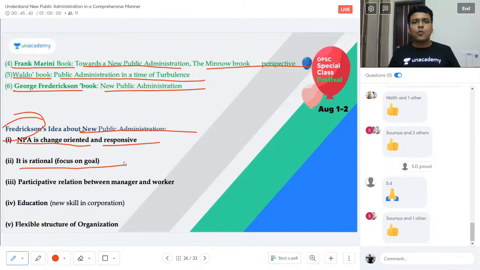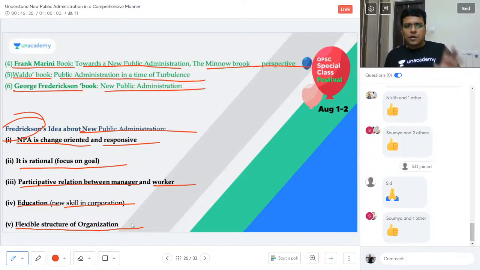It is rational, that means focus on goal. What is your goal as an administrator? Solving people's problems. So you should focus on the goal. Participative relation between manager and worker: it rejects the classical approach of top-down management where only the manager takes decisions. Both take part, both share responsibility. Education means skill incorporation; management wants to incorporate new skills to increase efficiency. Flexible structure of organization, not a rigid structure. So for Frederickson's ideas, just remember these five lines.